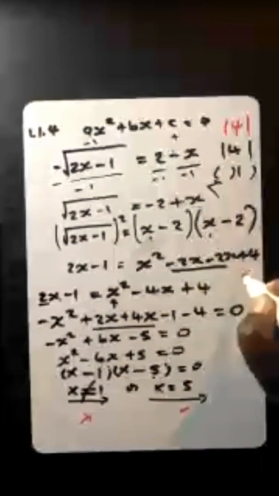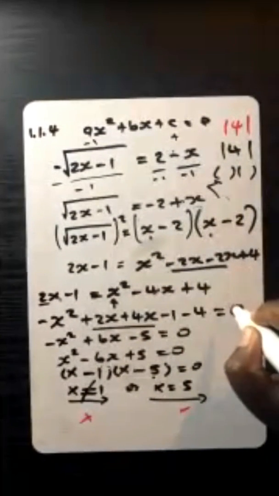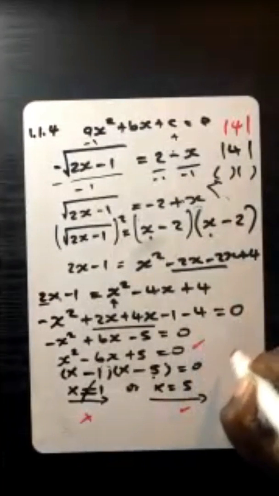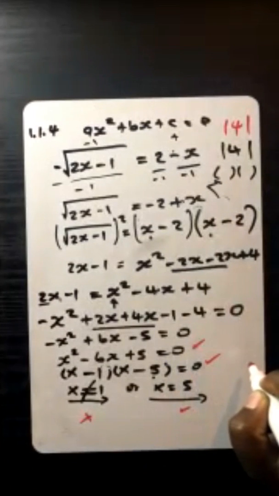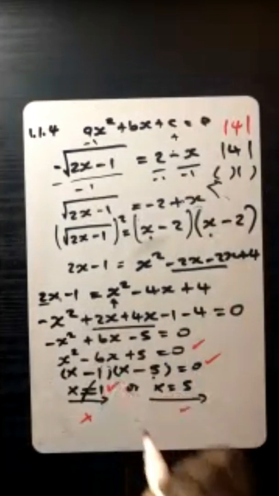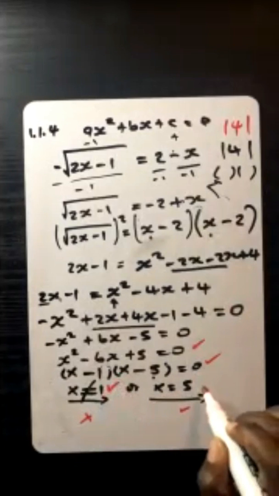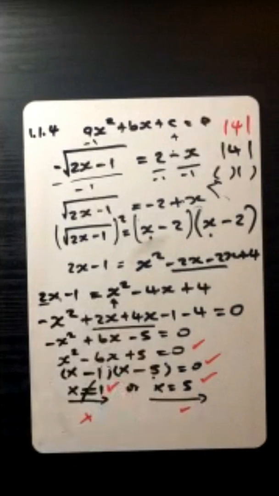Let's see. For writing it in the standard form, they might also give you a mark, ladies and gentlemen. For the factors, they might also give you a mark. For saying it's not equal to 1, they might give you 1. For saying it's equal to 5, they might give you a 1.